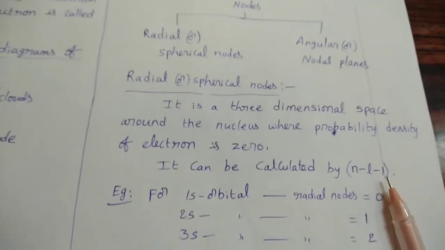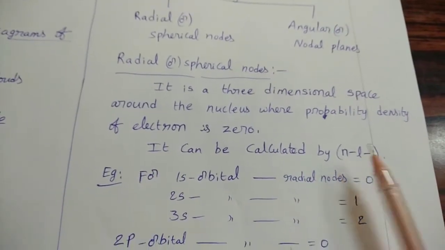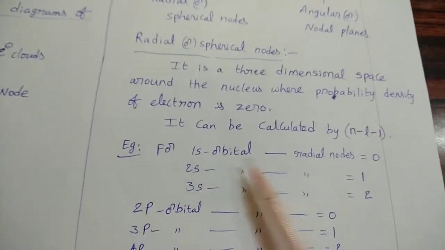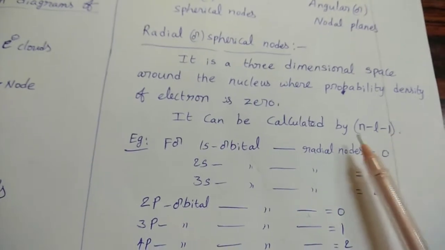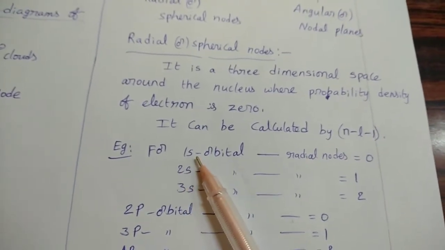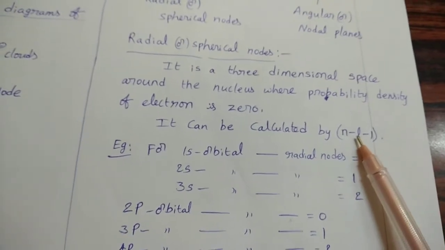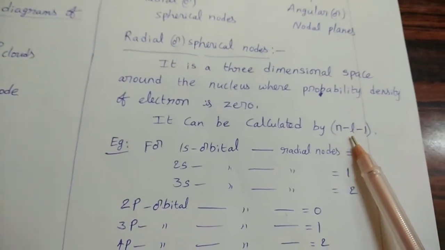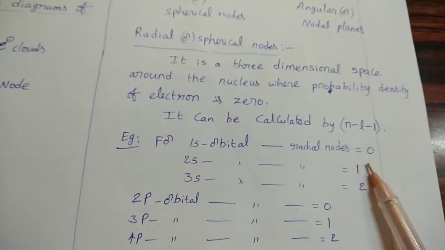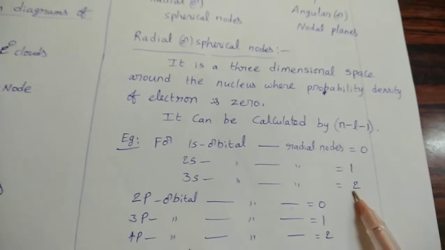Already we completed quantum numbers, n the principal quantum number, l the azimuthal quantum number. Now for 1s orbital, how many radial nodes? Substitute the n and l values. Principal quantum number n is 1, and for an s orbital the azimuthal quantum number is 0: n minus l minus 1, 1 minus 0 minus 1, that equals 0. For 2s orbital, according to this, 1 radial node. 3s orbital, 2 radial nodes.